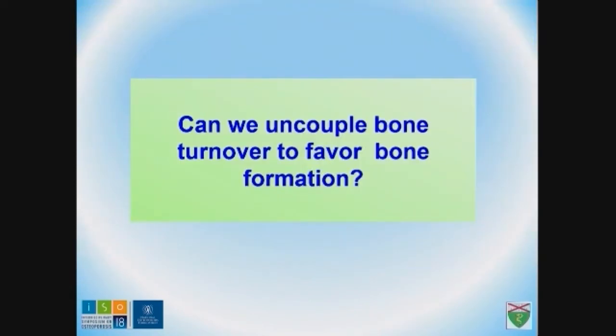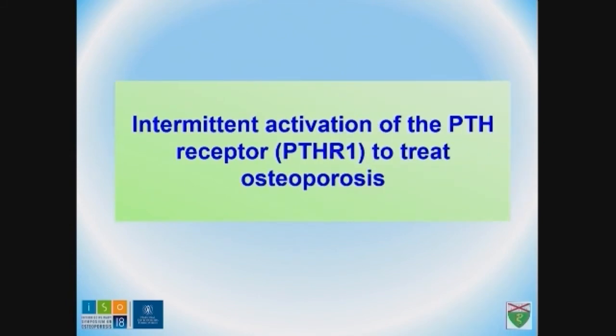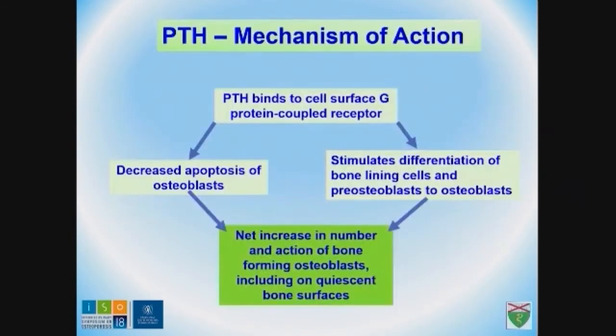So we have now potent ways to suppress resorption, but that also suppresses formation, and that leads to low turnover, which can potentially be a problem. But can we uncouple turnover? And so the drugs that we have right now are the drugs that activate the PTH receptor. They're PTH receptor activators. There are two of them, teriparatide or Forteo, and the new one, abaloparatide or Tymlos. They both act by intermittently activating the parathyroid hormone receptor. So they both act in the same way.